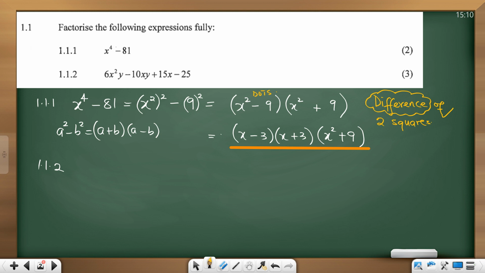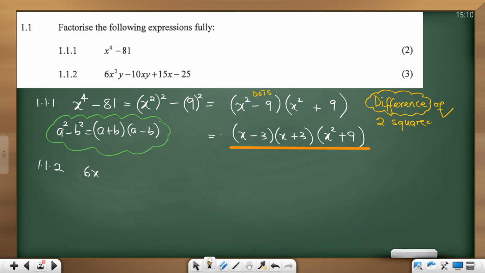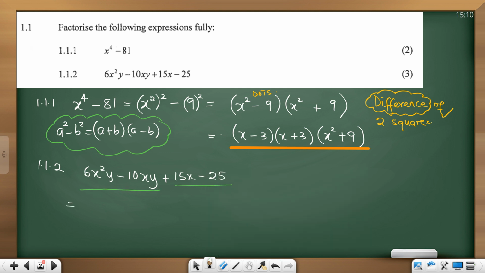So our formula for difference of two squares is a squared minus b squared. Okay, so here is that. All right, number 2. I have 4 terms: 6x squared y minus 10xy plus 15x. We can break them down into 2 parts, and we can factorize the quadnomial. What's common on this side? Highest common factor, I see a 2. Then x is common on both, y is common on both.